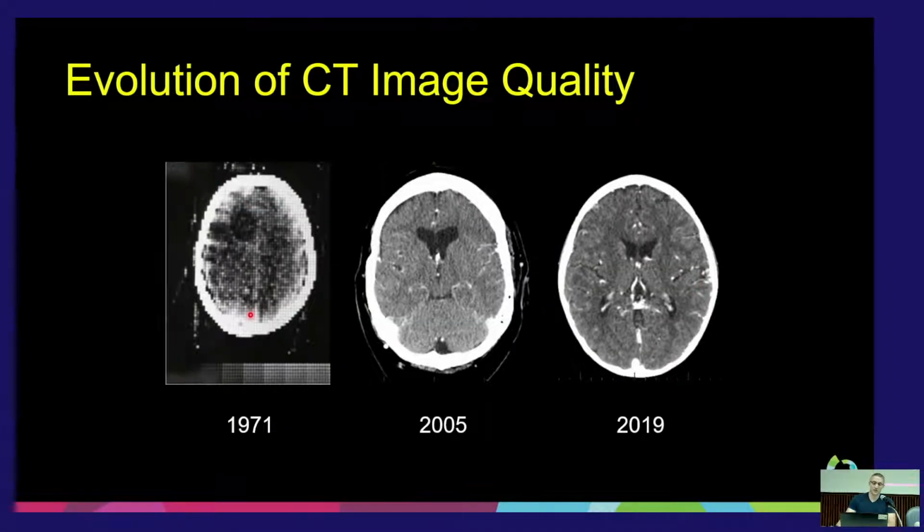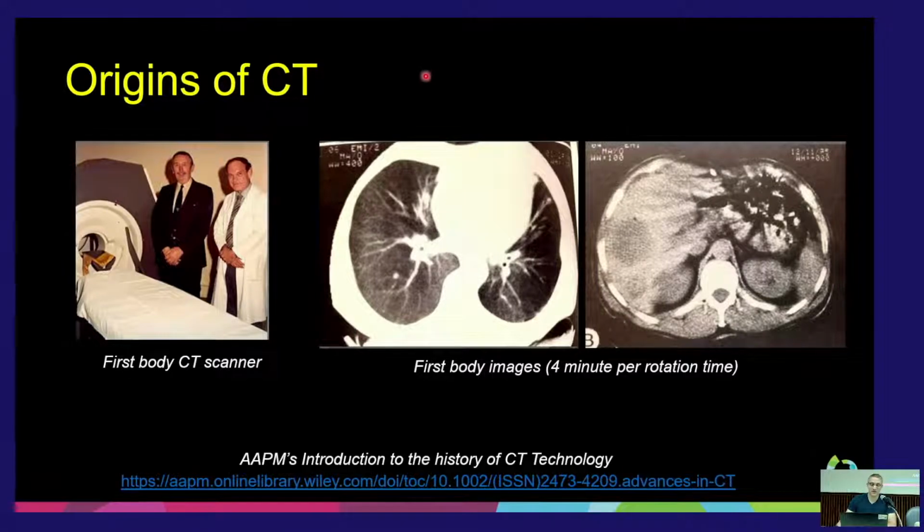So the evolution of the CT scanner from the 1970s to the early 2000s, and I should update this and get a 2022 in there. You can see how the image quality, the matrix size, everything has come a long way with the technology. Here's the first body scanner that was developed, and it made it possible to image the body. Just look at the lack of detail in either of these images.